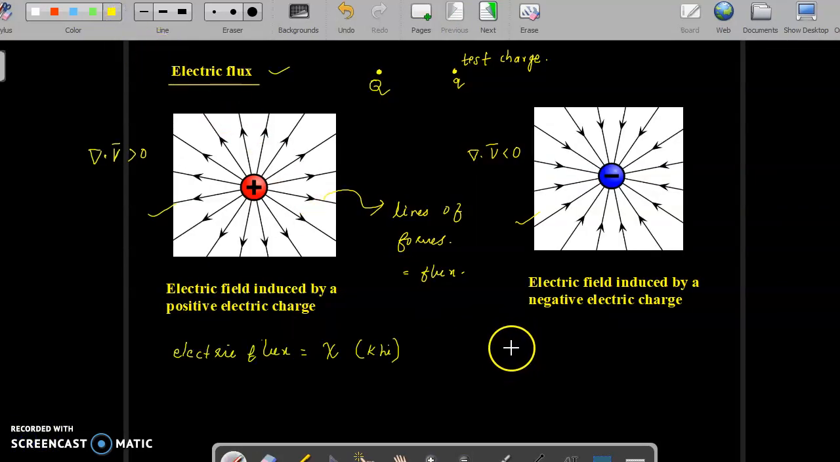So we know that magnetic flux is represented using the Greek symbol phi. And here for electric flux, we are distinguishing it from the magnetic flux using another Greek symbol. This is chi. Actually, the electric flux, that is the total lines of force, is the charge itself. The total lines of force is the charge itself. This is very important.